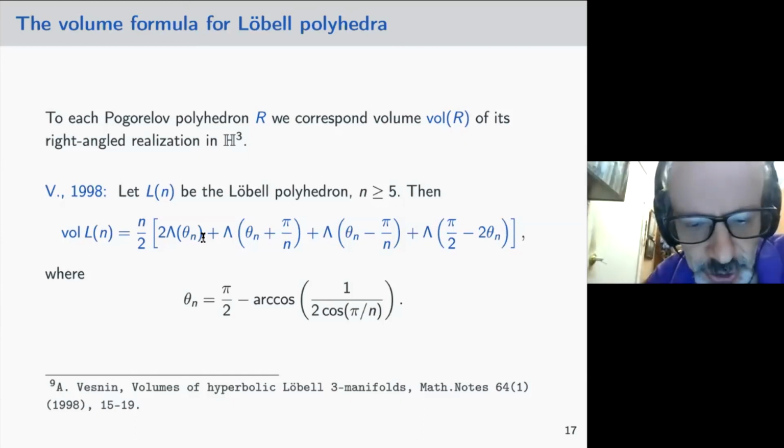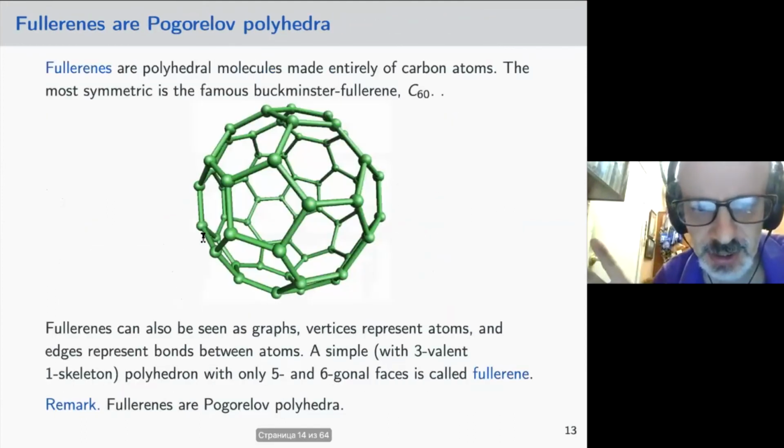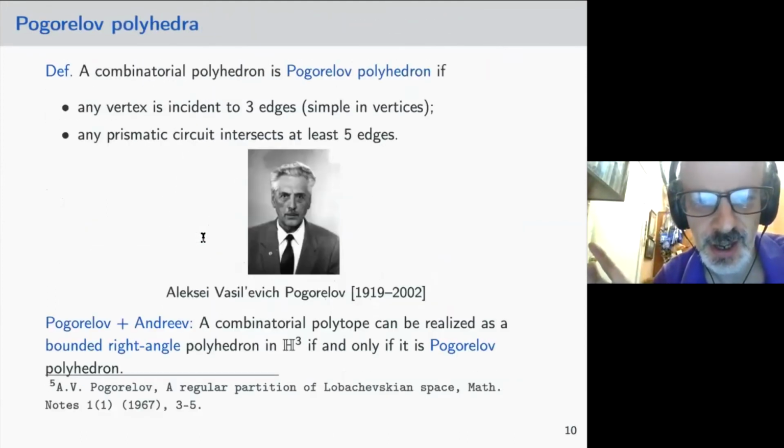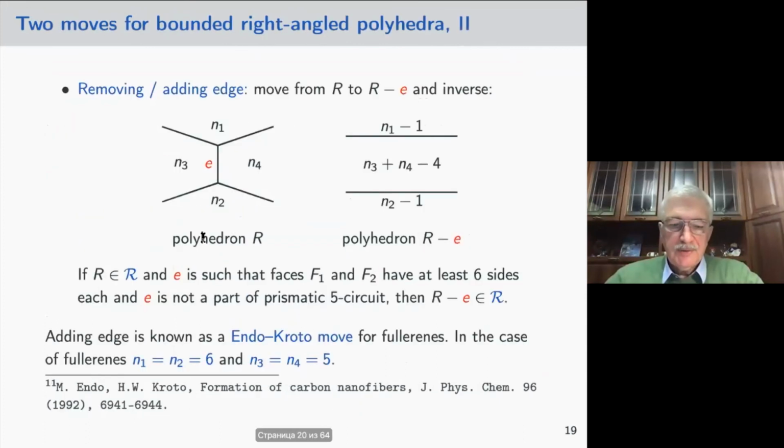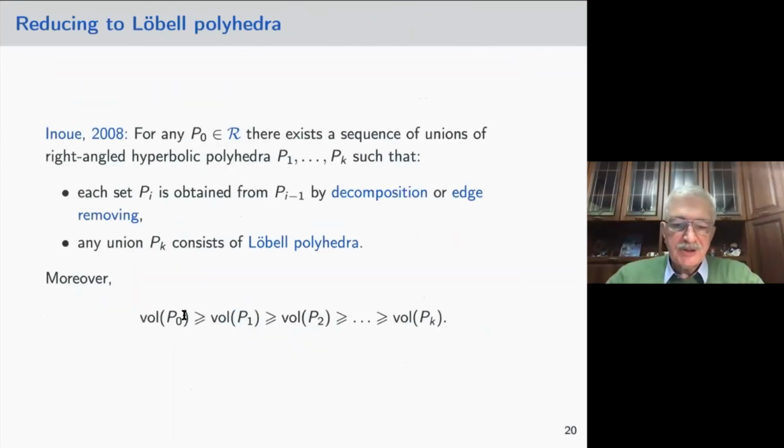And if we return to Pogorelov polyhedra, is there any good way to calculate what happens with the volume when we use our operations? We can just control if volume increases or decreases. I mean, the result is the following. If you use these operations, if you decompose, you can control that volume decreases.